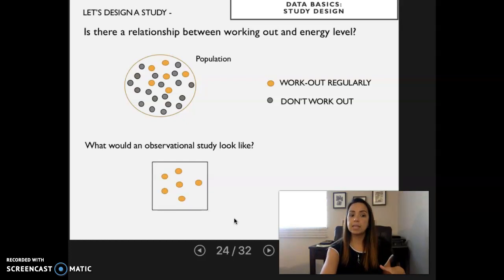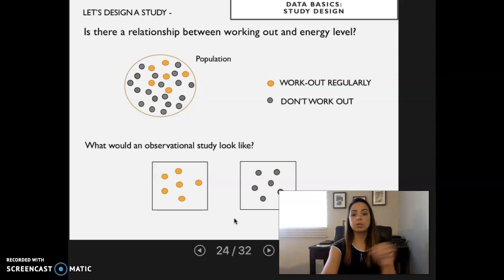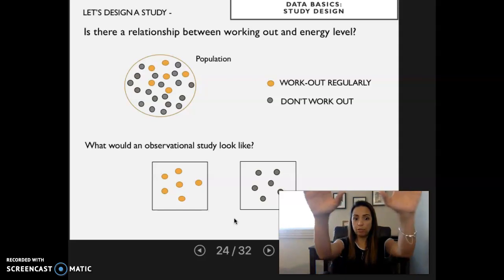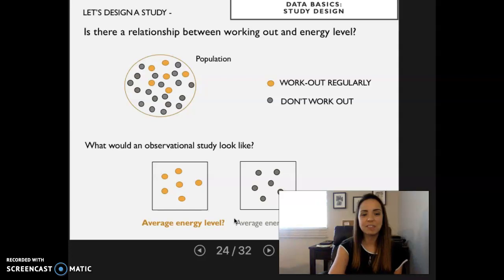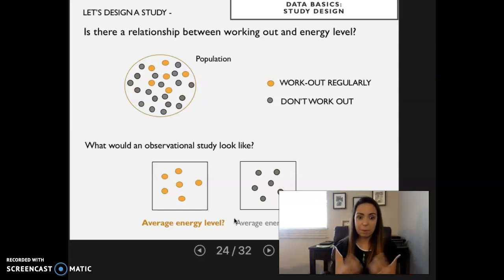I would just go ahead and recruit participants that work out regularly, put them in a group, and recruit participants that don't work out regularly. This is already natural in their daily lives. That's why I'm saying I'm not interfering. I am not telling people to exercise or not exercise. They already do that. Then I'll come up with a measure of energy level for these two groups and compare. That's an observational study, and it's one where you can only establish correlation between variables, not causation.